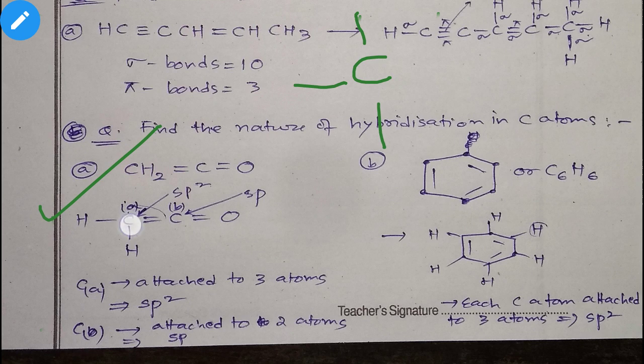This carbon can have a different hybridization from this carbon, and that's why I have marked A and B. You can mark 1 and 2 also. The carbon marked as A is attached to three atoms directly: one, two and three. So the hybridization of the carbon marked A will be sp2, and the shape will be trigonal planar. The shape also you have to write.